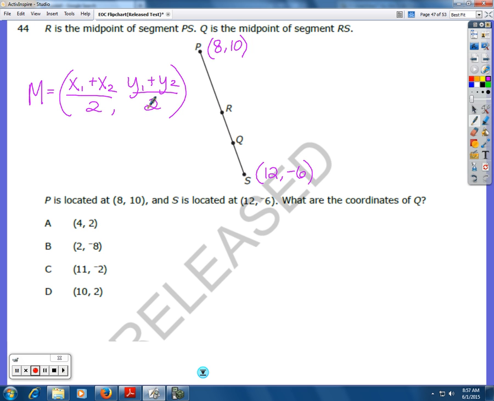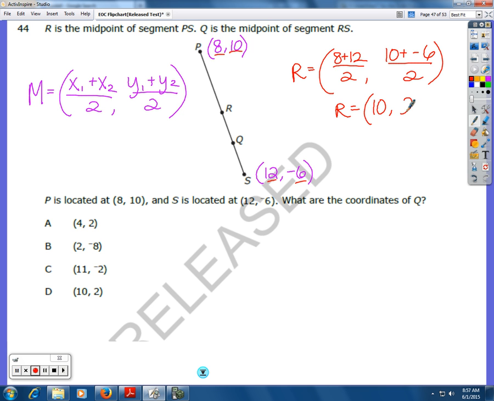So to find R, I'm going to add my x values together and divide by 2. Then I'm going to add my y values together and divide by 2. Okay, so 8 plus 12 is 20. 20 divided by 2 is 10. 10 plus negative 6 is 4. 4 over 2 is 2. Okay, so R is 10 and 2.